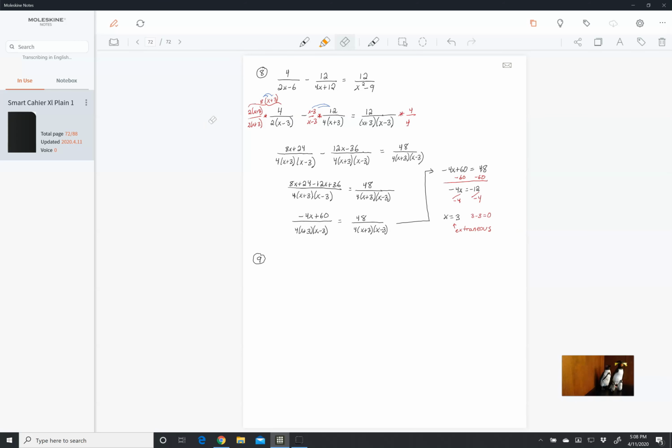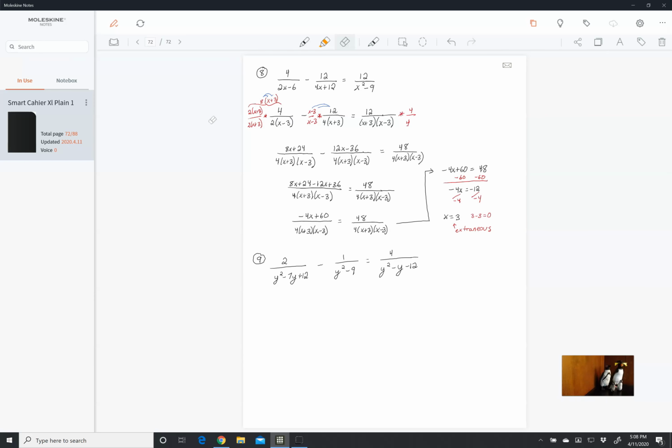So the last one is going to be 2 over y squared minus 7y plus 12 minus 1 over y squared minus 9 is equal to 4 over y squared minus y minus 12.